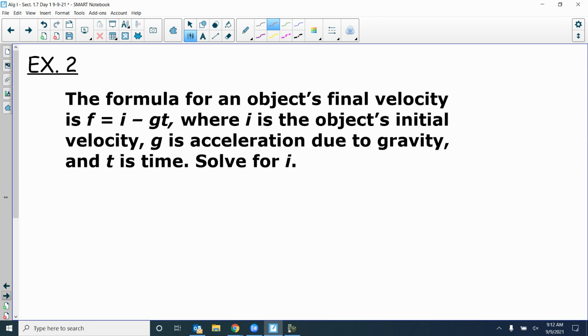Okay, the formula for an object's final velocity is F equals I minus GT. Okay, does it matter what the stuff stands for? No, I don't really care. I'm not a science teacher, but it says solve for what? Okay, so let's rewrite it.